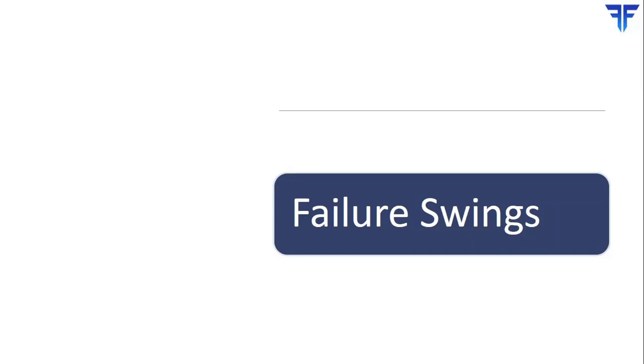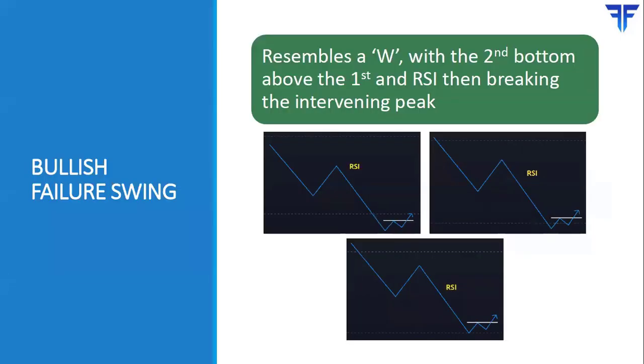So now let us move ahead and talk about the next thing that I want to discuss today, which is failure swings. Again, there are two types of failure swings. One is a bullish failure swing and the other is a bearish failure swing. So let me first explain what a bullish failure swing is.